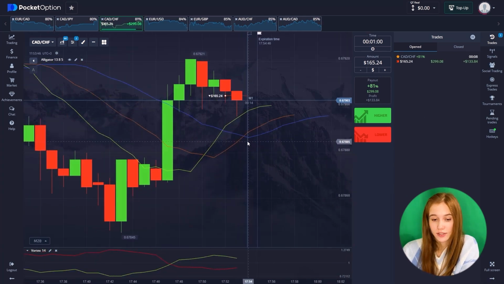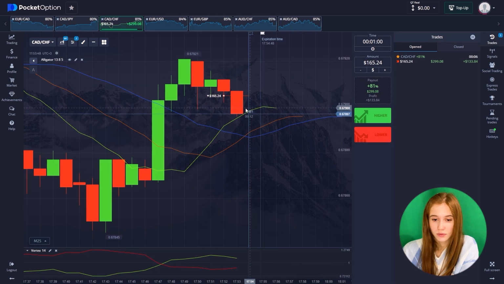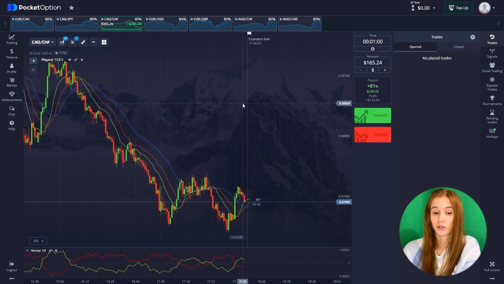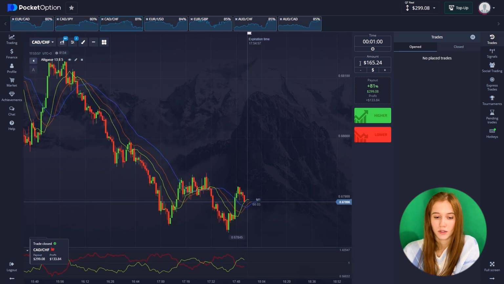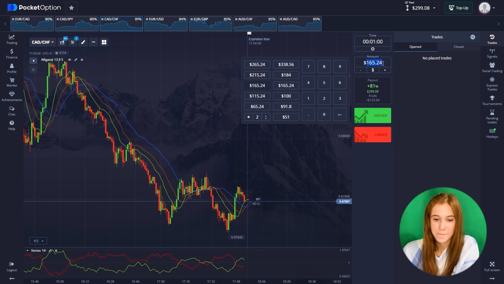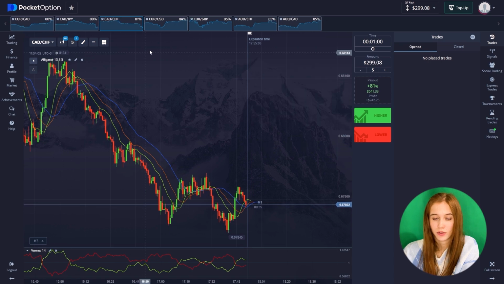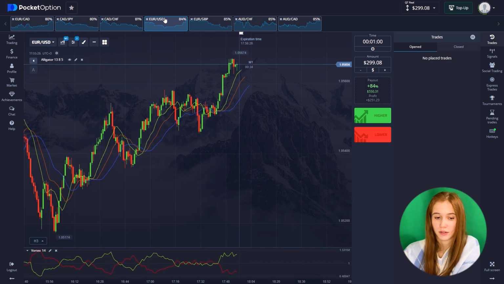8 seconds left until the end of the deal. Zoom it. Drawdown is increasing. It's more or less stable. We increase our deal amount to $299, and we move on to the next concept.